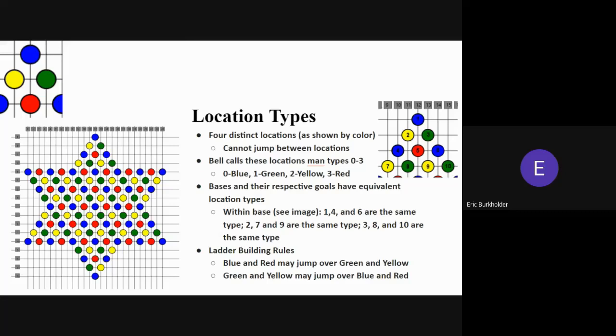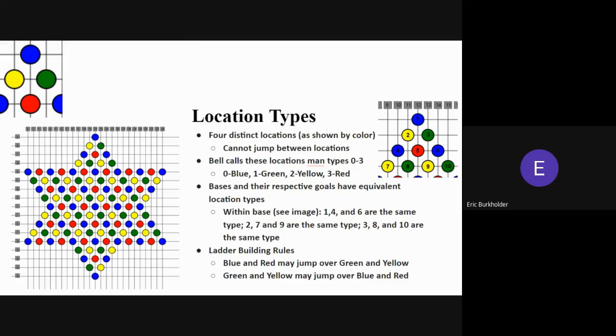There are 2 key points that will help us try to optimize collaborative games. First, opposite bases have identical location types. For example, the bases at the top and bottom of our graph each have 3 blue locations, 3 green locations, 3 yellow locations, and 1 red location. These colors have groupings 1, 4, and 6; 3, 8, and 10; 2, 7, and 9; and 5, respectively. This means that if a player takes a step, which would change the location type of one of the men, they are obligated to take another step.